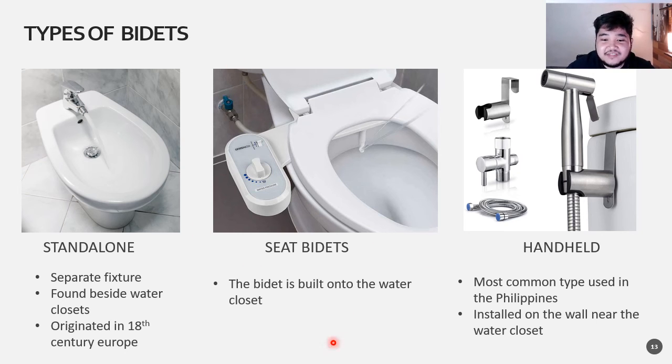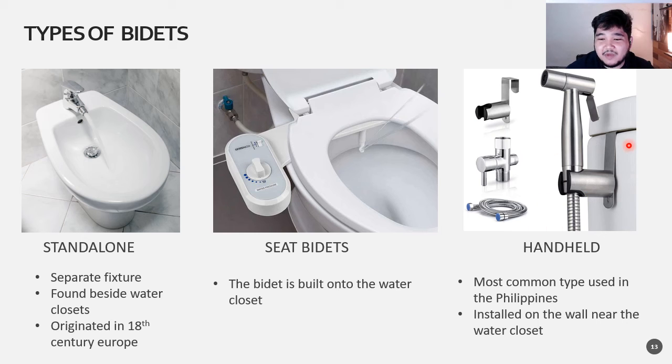And then of course we have the seat bidets. This is more common in Japan. Many bathrooms in Asia and America don't have the space to accommodate a separate fixture next to the toilet, as the original bidet. So that's why these seat bidets came about. This way you don't need to get up and transfer to the bidet. You don't need to get up just to clean yourself.